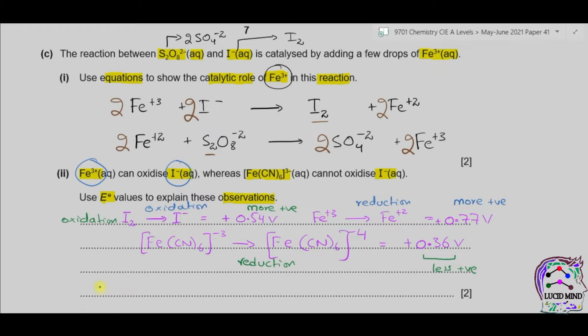We can write the answer. E0 value of iodine to iodide, which is 0.54 volts, is more positive than E0 value of iron CN6 to iron CN6. Therefore, it cannot oxidize iodide.